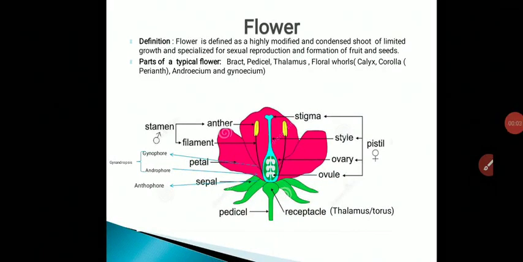Hello everyone. In this video we are going to discuss the second point, that is flower, from morphology of reproductive parts. In the previous subtopic of inflorescence we discussed the arrangement of flowers on a peduncle, on a particular axis, together known as the inflorescence. Now we are going to study in detail the different structures, different parts as well as forms of the flowers. So let's start with the flower.